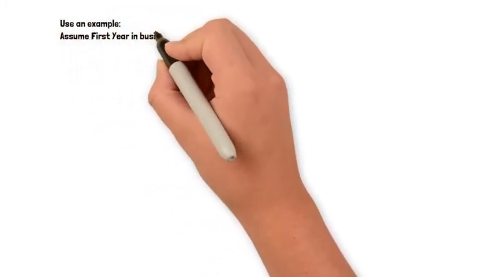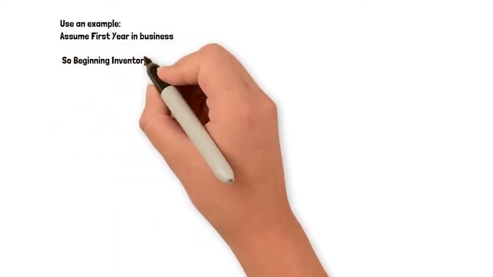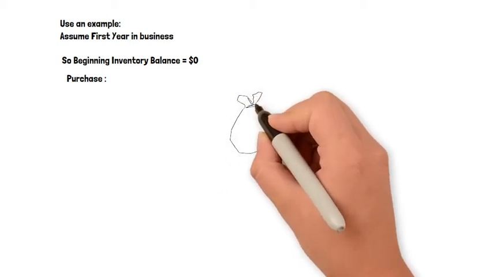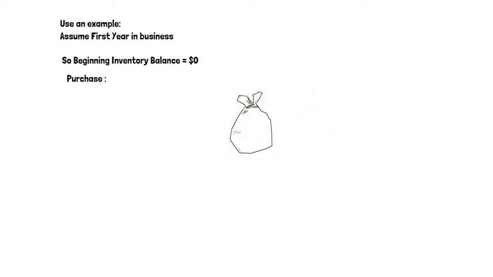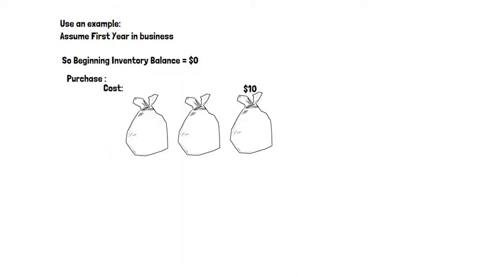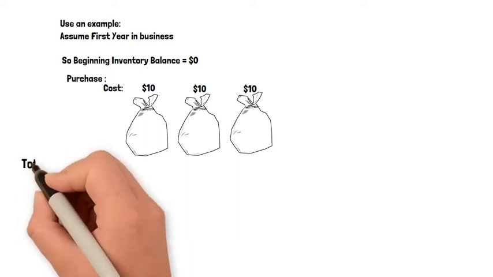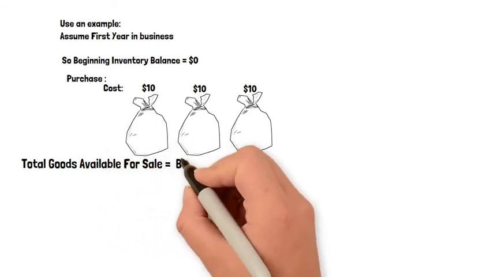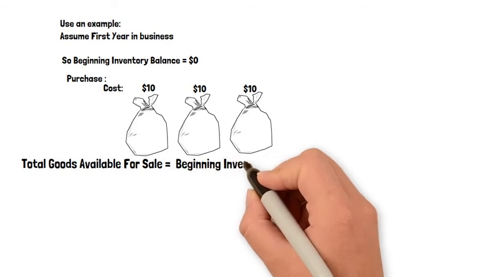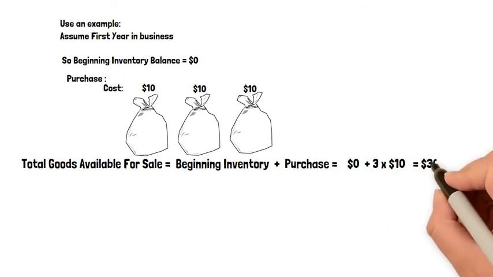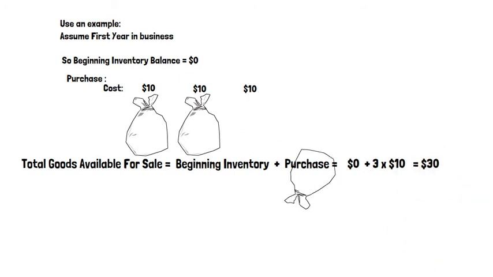Suppose that this is the first year's operation for the business. So the beginning inventory balance should be 0. Suppose during the year they purchased 3 bags of items and each bag cost $10. So the total goods available for sale, that would be the beginning inventory plus purchase. So that equals 0 plus $30 equals $30.